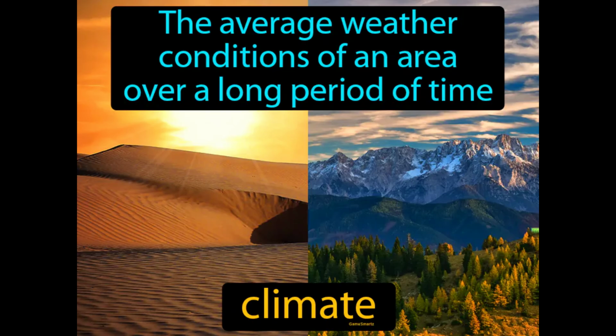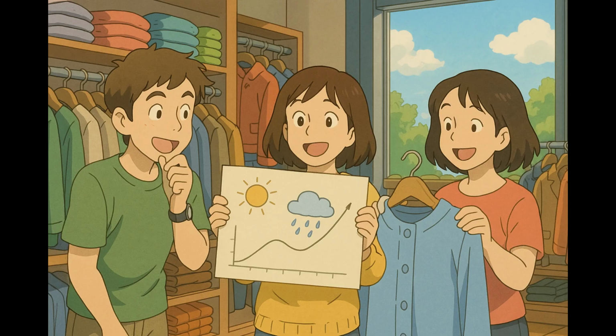The average weather conditions of an area over a long period of time. Climate. Climate is what you expect in terms of weather patterns over many years in a specific region. Imagine you're trying to decide what clothes to buy for the year, but you only have information about what the weather was like on one specific day.